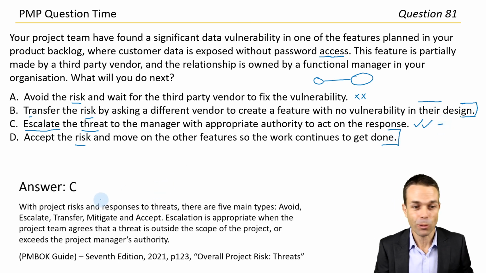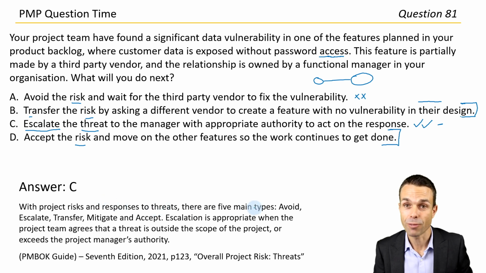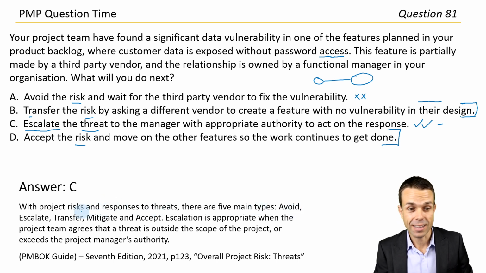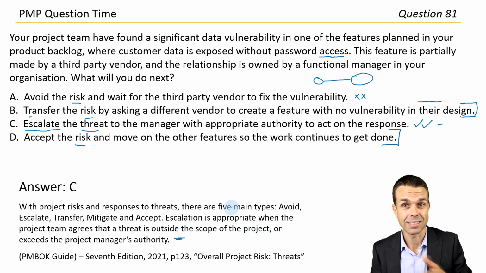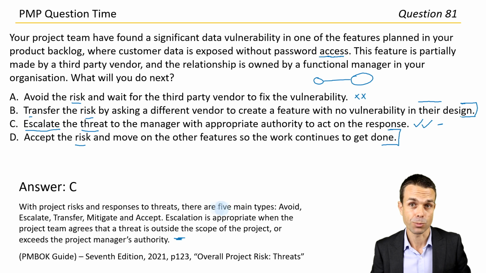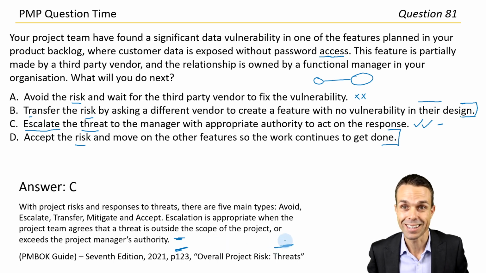There it is. With project risks and responses to threats, there are 5 main types: avoiding, escalating, transferring, mitigating, and accepting them. Escalation is appropriate when the project team agrees that the threat is outside the scope of the project or exceeds the project manager's authority. So that's a very good one to know. Obviously, we could try and manage it first, but in this case, it's well outside of our realm. I think it's appropriate to escalate it. That's page 123 in the PMBOK Guide 7th edition under Overall Project Risks and Threats, which is really good to know, so you can go directly there if you want to. Very, very handy. How did you guys go with that one?